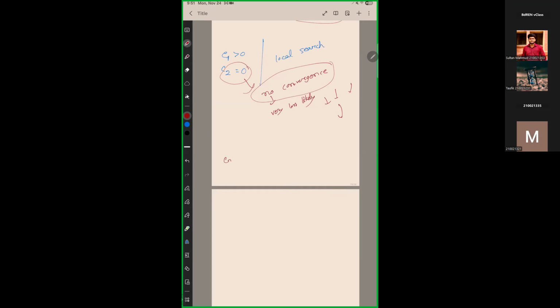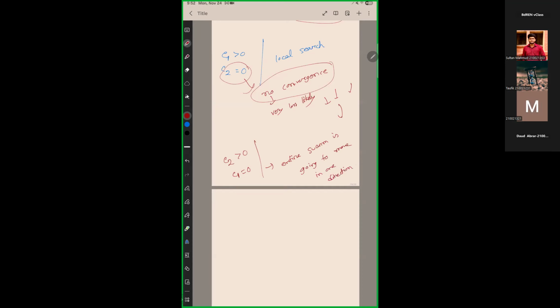What will happen if it is the opposite? C2 is greater than 0, C1 is equal to 0. Global, sir. So the entire swarm is going to move in one direction.